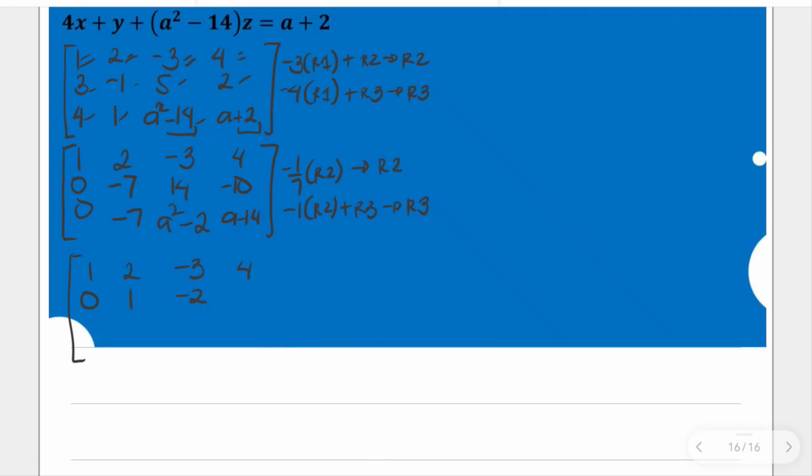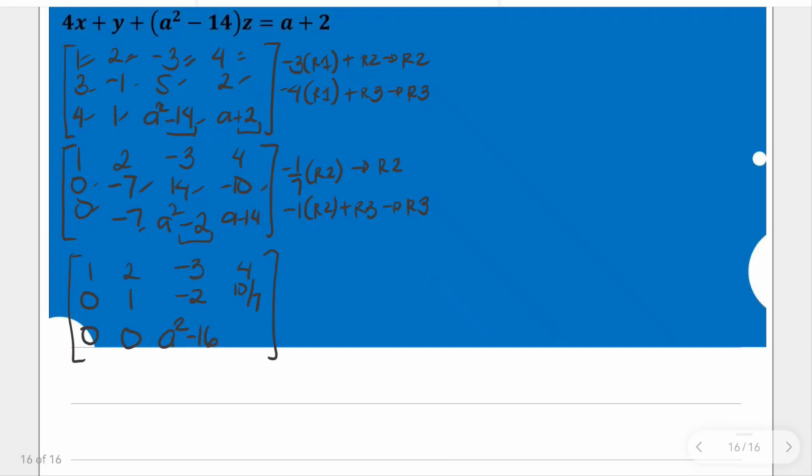And I have here positive 10 sevenths, right? Okay, so 10 sevenths here. So next, for the third row, negative 1 times 0, 0, so it's 0 here. Negative 1 times negative 7 is 7, plus 7, 0. Negative 1 times 14 is negative 14, and then you have minus 2, so you have a squared minus 16.